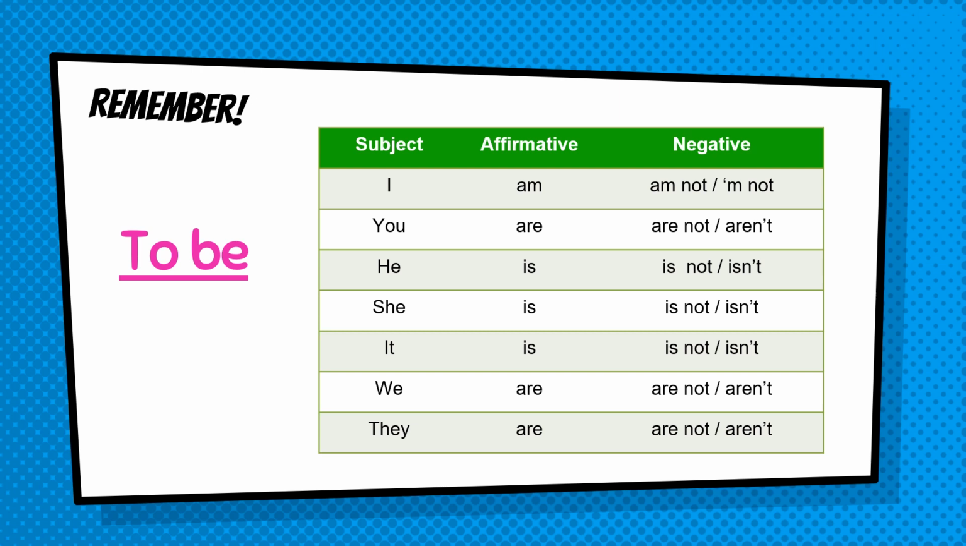Remember how to use the verb to be in present. If it's an affirmative, we use I am, you are, he is, she is, it is, we are, they are. If it's negative, I am not, you aren't, he isn't, she isn't, it isn't, we aren't, they aren't.